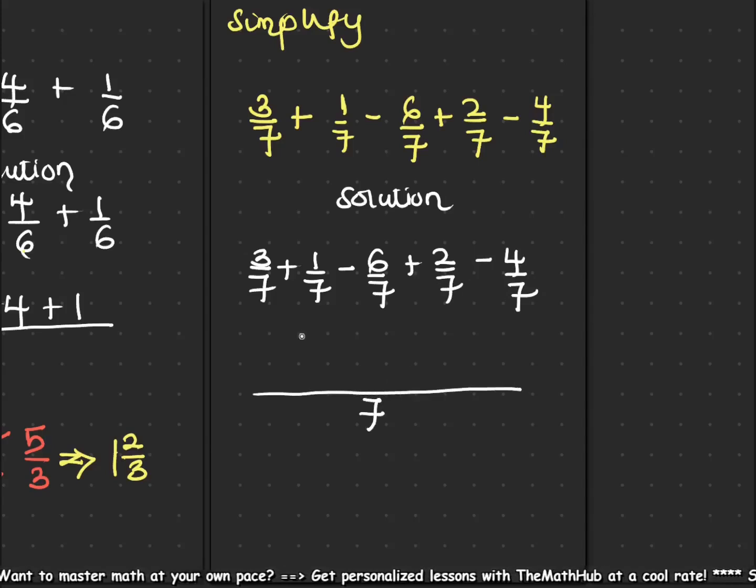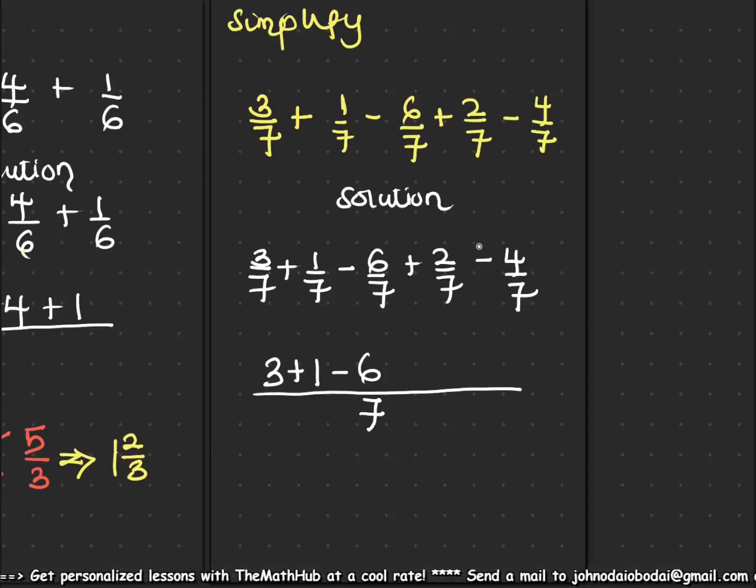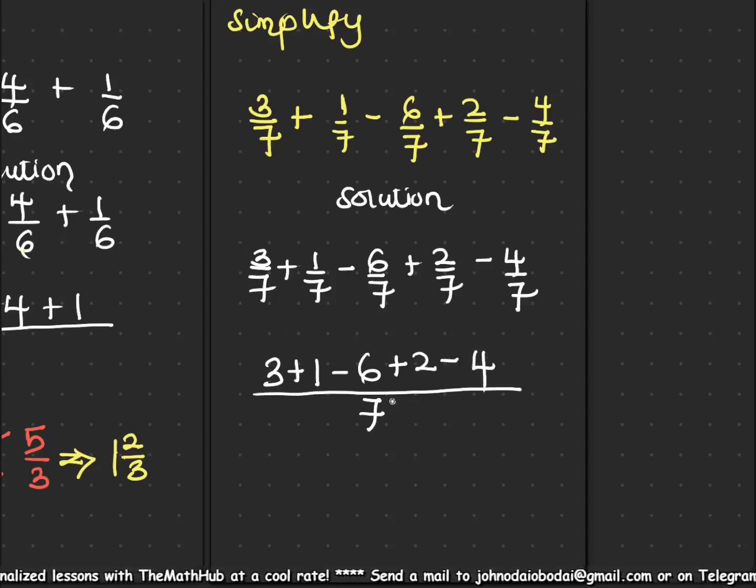7 divides 7 once. 1 times 3, we have our 3. 7 divides 7 also once. 1 times 1, we have 1. 7 divides 7 once. 1 times 6, we have our minus 6. You can see that 7 is just dividing 7 just once. So let's just evaluate the numerator. 3 plus 1 minus 6 plus 2 minus 4.